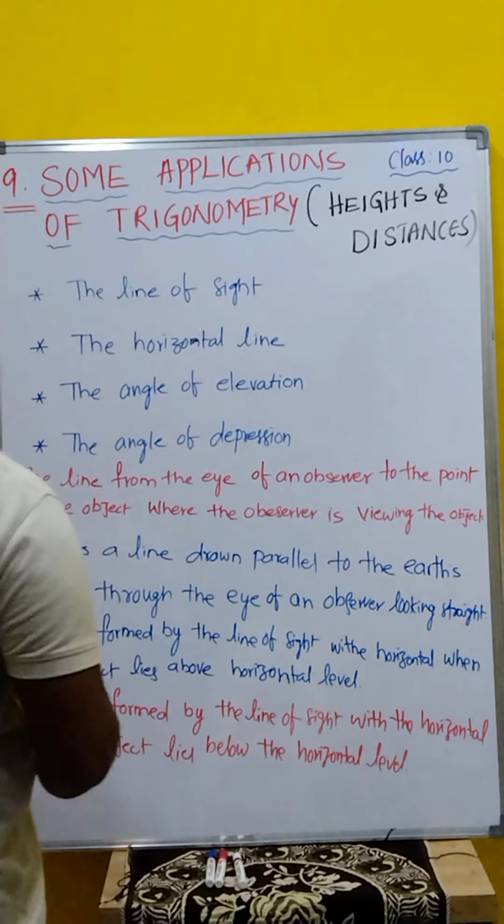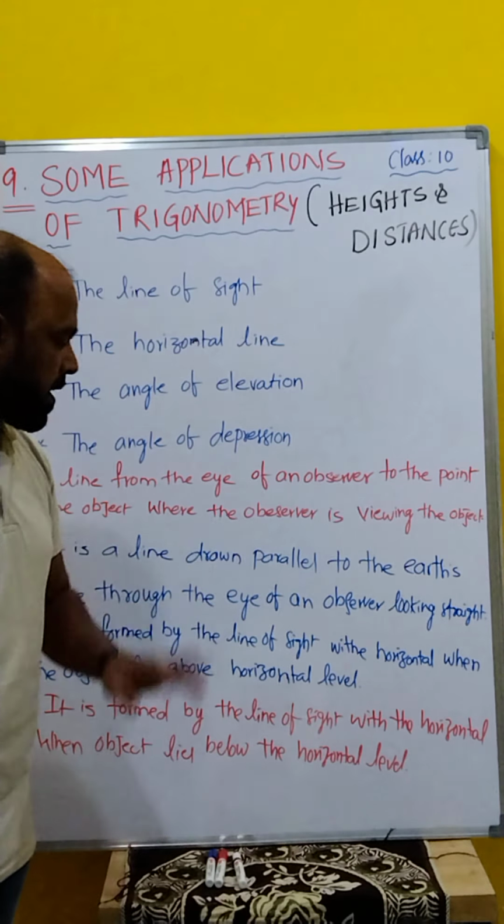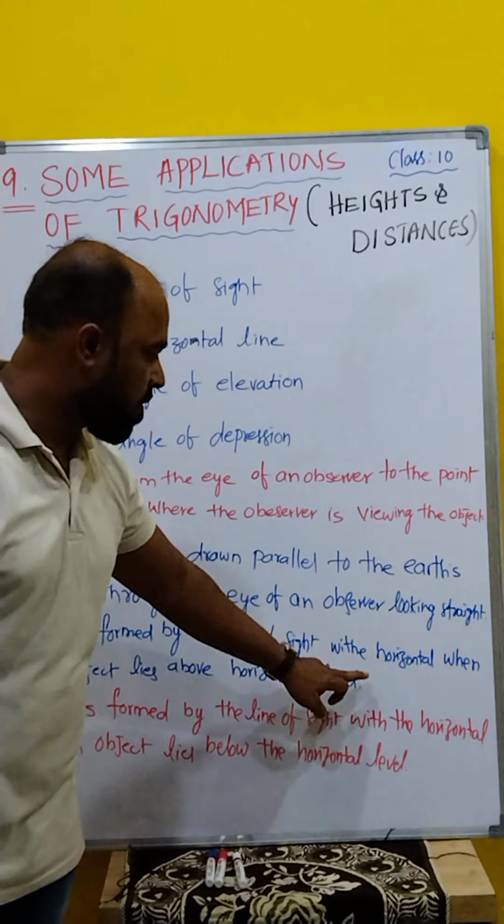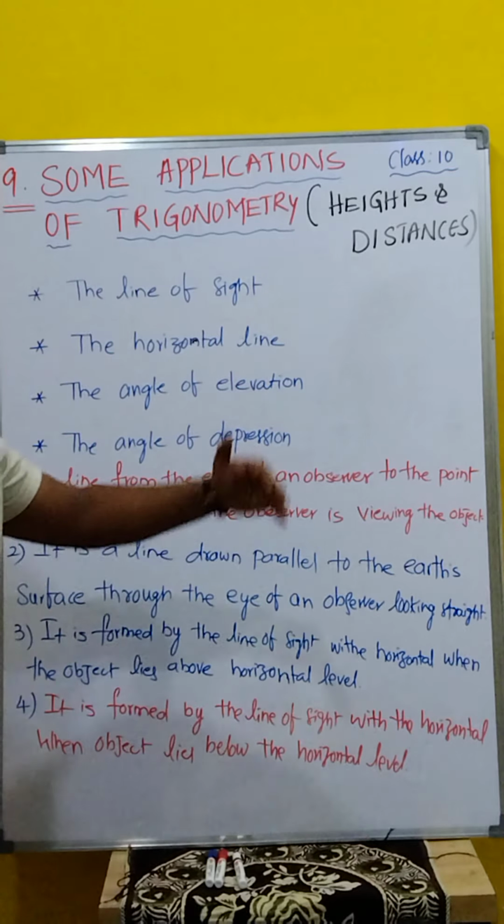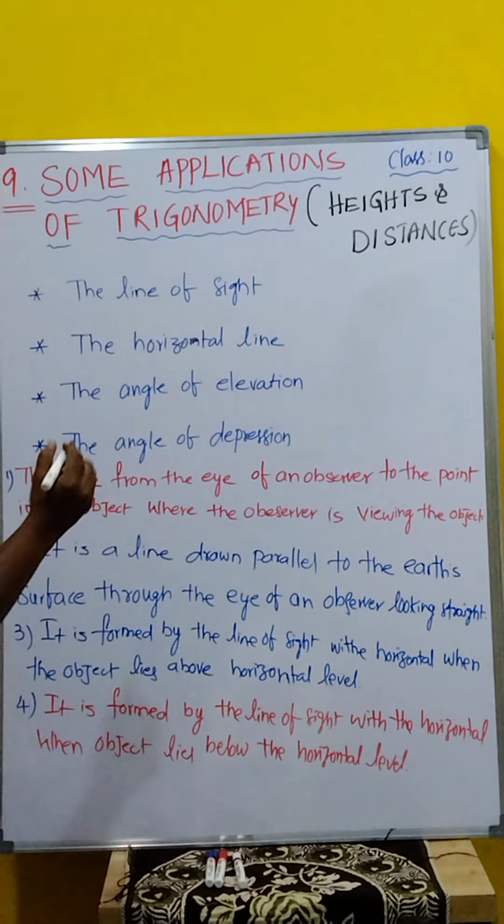Now we will go for the angle of elevation. What is the definition of this one? It is formed by the line of sight with the horizontal when the object lies above the horizontal level. Okay? What exactly is it? I will go with the figure. I will explain here.